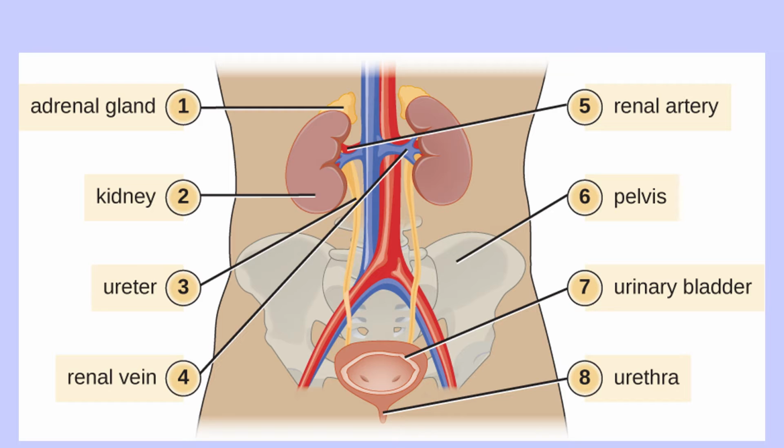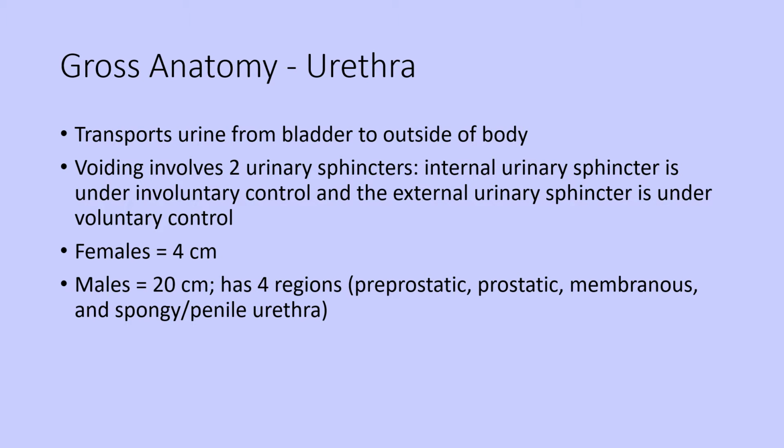The number 6 is showing the pelvis, just the orientation of where all these different components are. Number 7 is the urinary bladder, and then 8 is the urethra. So we'll look at each of these components specifically, starting with the urethra.